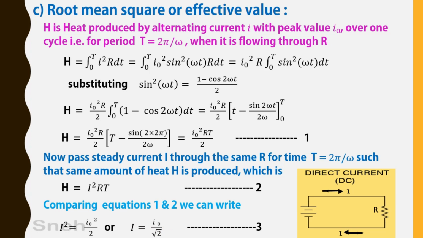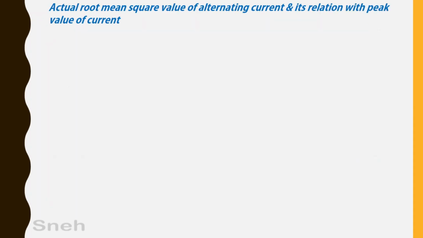Now, this amount of current I am comparing for DC and AC in terms of heat, or I am coming to this conclusion in terms of heat. This is on the part of heat, but what is the actual root mean square value of current? That also I have to verify. For that purpose, we'll move towards the actual root mean square value of alternating current, and find its relation with the peak value of current.